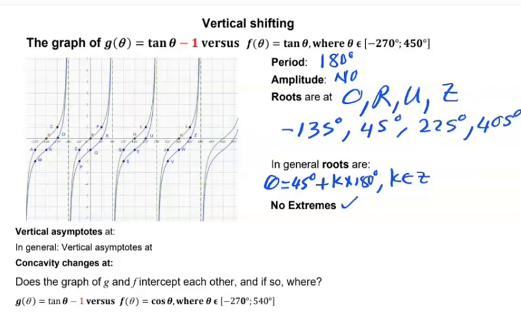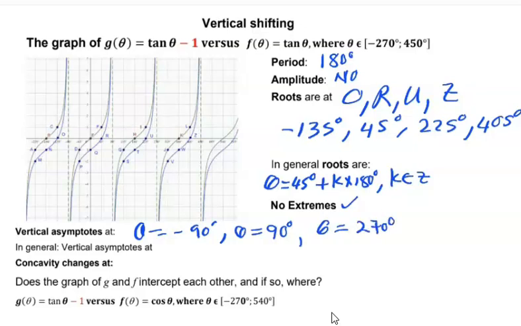And you must always check your answer by substituting values for k, like 0, 1 and minus 1. It's sufficient to take 3 in a row to make sure that that formula holds. In general, we see the vertical asymptotes are still at the same places. They are at theta equal to negative 90 degrees, plus 90 degrees, and theta equal to 270 degrees, etc.